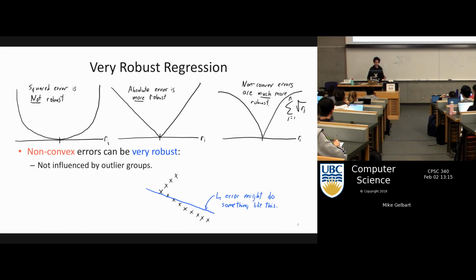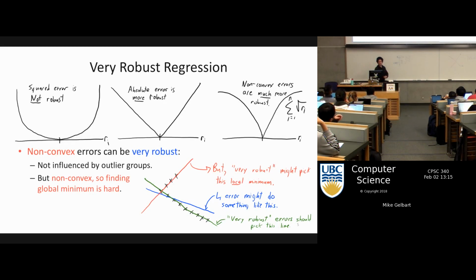Okay, so L1 might do something like this. Maybe not horrible. This very robust loss maybe does something like the green line, which you could be happier with or less happy with, depending on what you're trying to accomplish. But maybe it would always also do this red line for a certain initialization of our optimization algorithm, because now it's not convex. There could be local minima.